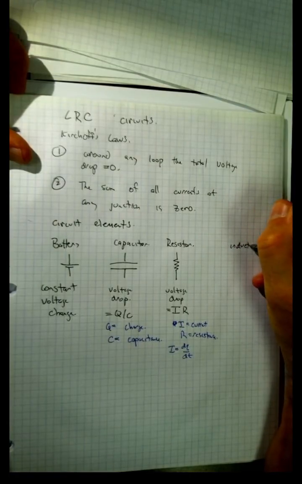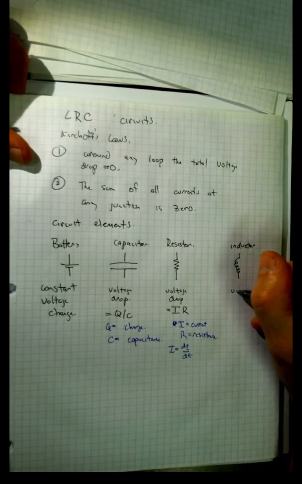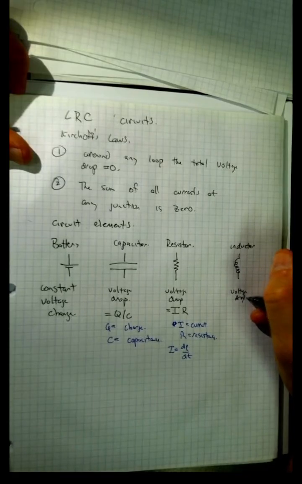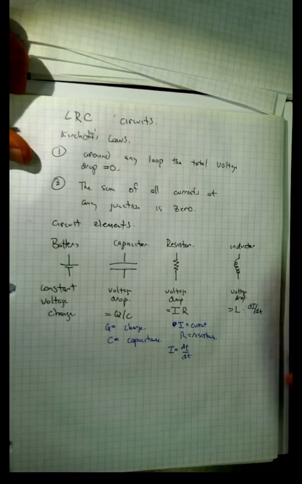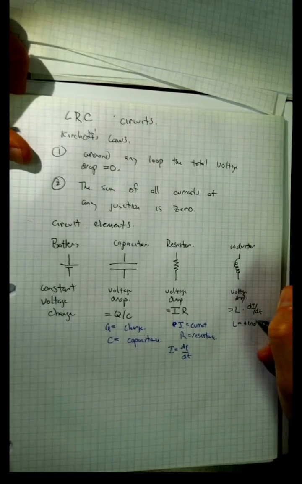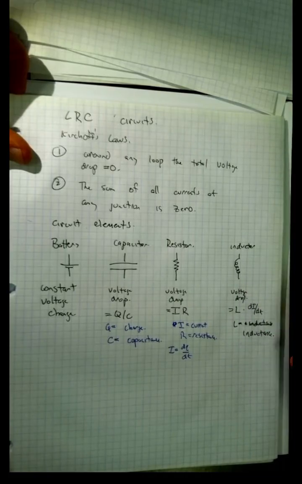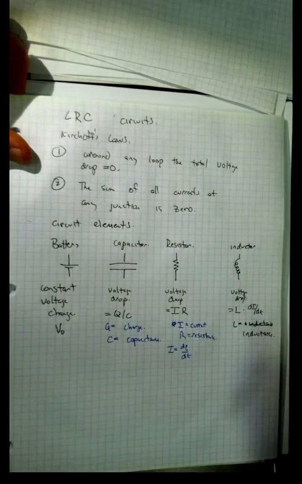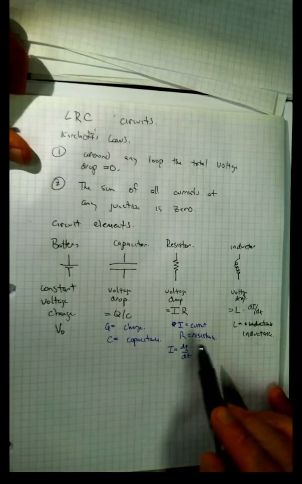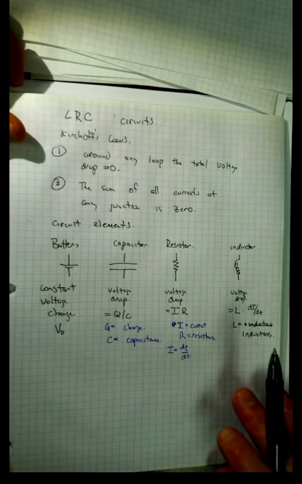And finally, we're going to have something called an inductor. So you're going to have these nice loopy things. And the voltage drop here is going to be some constant L times the derivative of the current. Okay, so L is called the inductance. If I could spell inductance, and that's going to be some constant. So battery voltage is going to be a constant. We'll call that some V naught. Capacitance, C is a constant. Resistance R is a constant. And the inductance, L, is a constant.